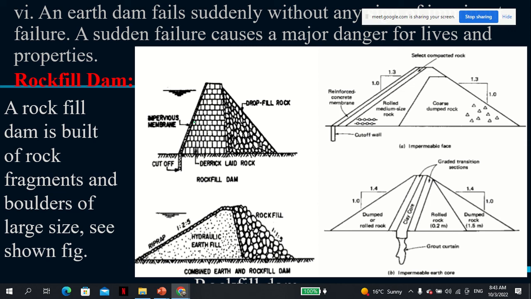So the rock dam is built of rock fragments and boulders of large sizes, as shown. But you can see that's a combination of a rock fill and also earth fill. And the idea is we need to take care of permeability, because if you put rock or sand, they have good shear strength but have very high permeability. So most likely your embankment will be washed away. So usually we put some clay core, as you can see in most of the figures.